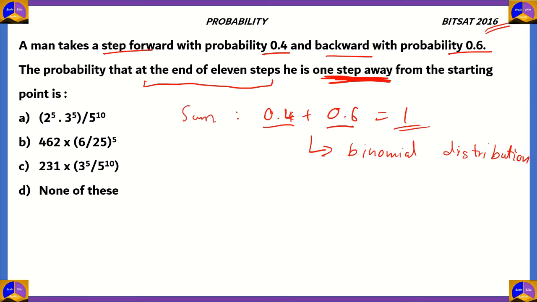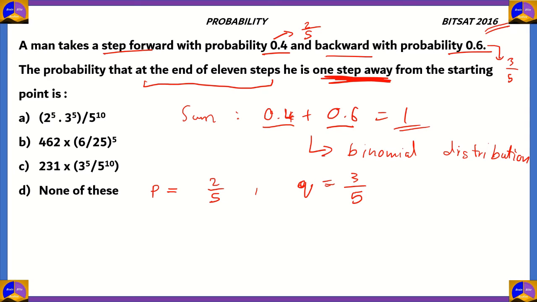Now, moving on, we know that the probability of a successful step forward is 0.4. We can write that as 2 by 5. And the probability of a step backward is a failure, so that's 0.6, which we can write as 3 by 5. So the value of P is 2 by 5, and the value of Q is 3 by 5. We take those as the two terms here. Those are the two events that happen, a successful step forward or a successful step backward.